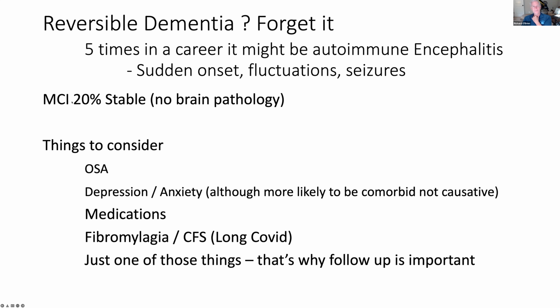20%, as I mentioned, of people with mild cognitive impairment are stable and have no brain pathology. And there are things to consider: obstructive sleep apnea, medications, depression. Those do make patients with degenerative disease worse or feel better, but they don't cause it. We tend to see a lot of patients with fibromyalgia and chronic fatigue syndrome, and presumably soon long COVID, because they often complain of cognitive problems. But in these patients, the testing's pretty normal. It's just that they have a subjective sense of cognitive issues.